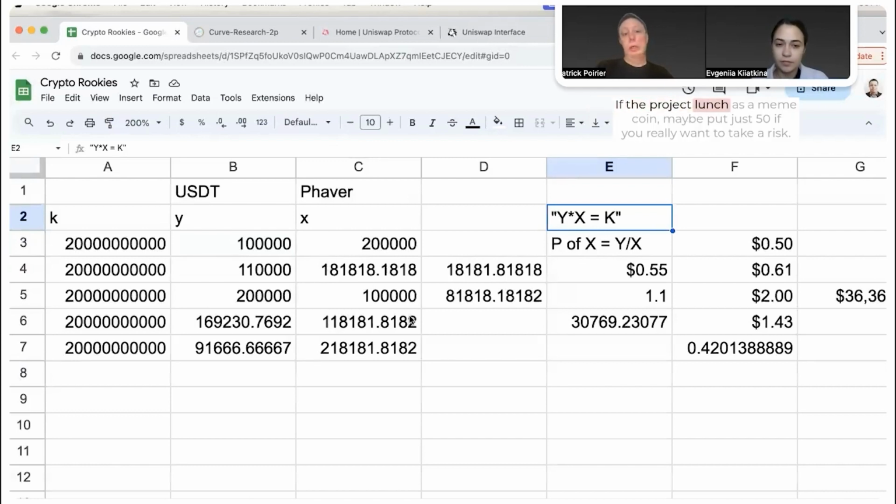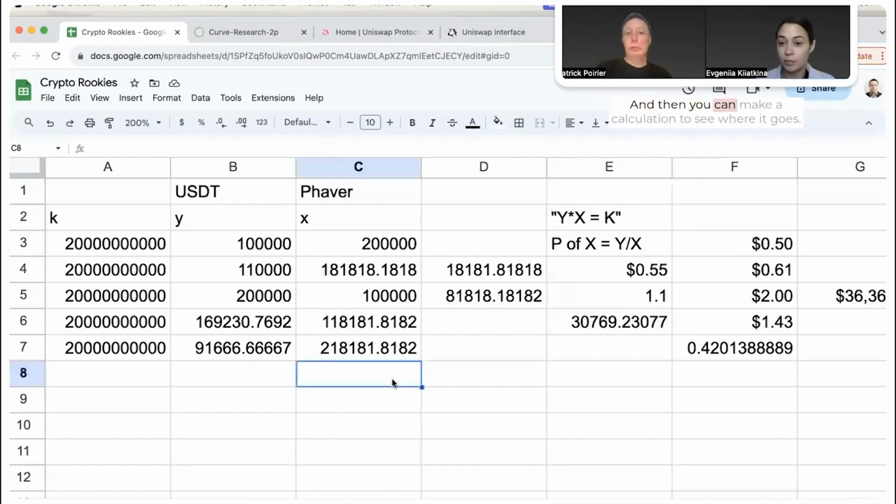If the project launches as a meme coin, maybe put just $50 if you really want to take a risk. But personally, I don't put 10,000 unless you're very rich. Don't put a significant amount of your capital if it's something that has a very shallow liquidity pool. And if you cannot see it in the white paper itself, go on the Telegram or Discord of the project and ask what the breakdown of those details is. And then you can make calculations to see where it goes and if it will make sense to invest your money into this project. Exactly.